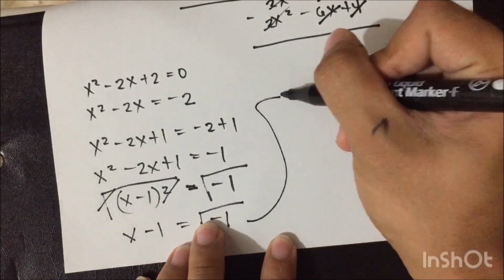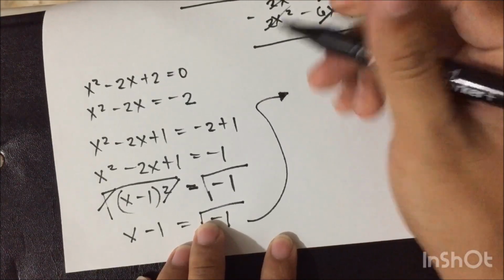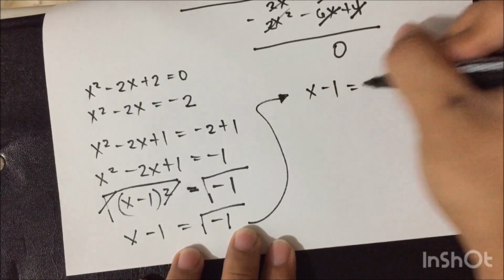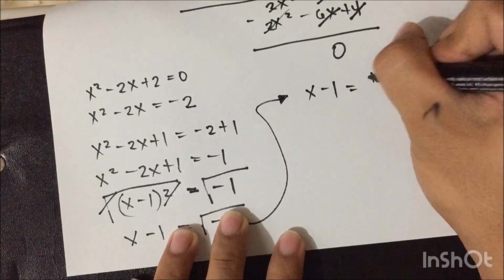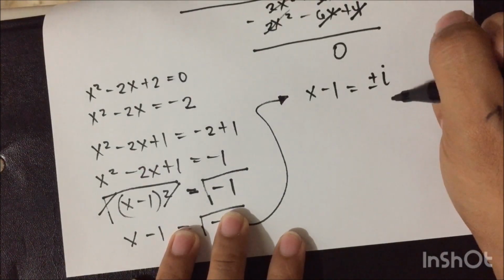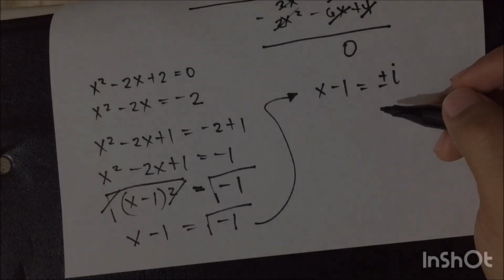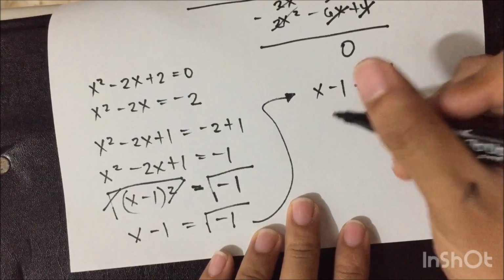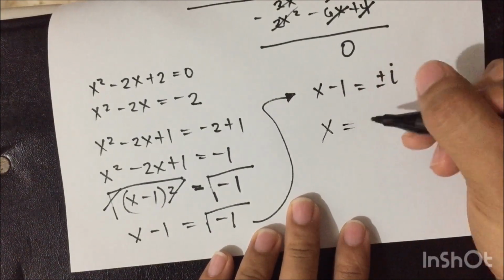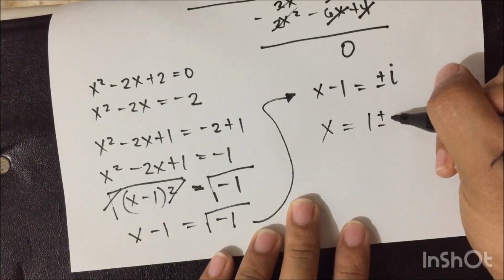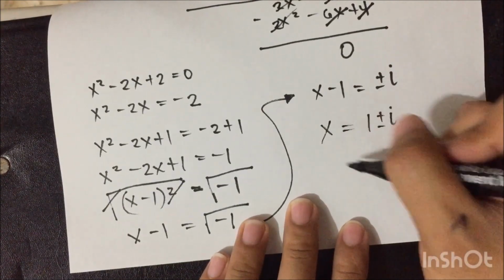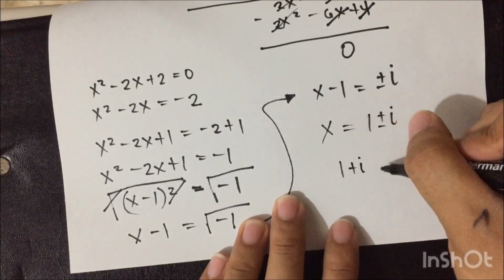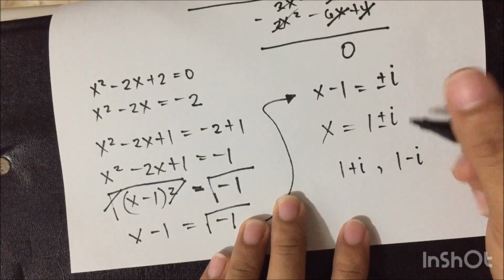So, continuing. X minus 1 is equal to imaginary number, and then x minus 1, so transpose na natin yung negative 1. So we have x is equal to 1 plus or minus imaginary number. So guys, meron tayong dalawa pang roots, which is 1 plus I at 1 minus I.